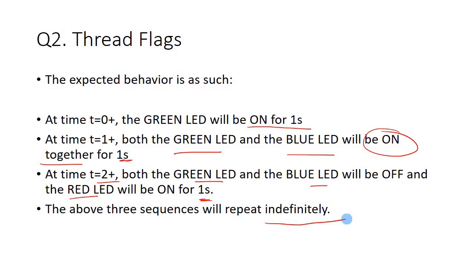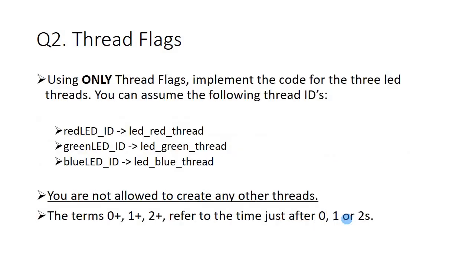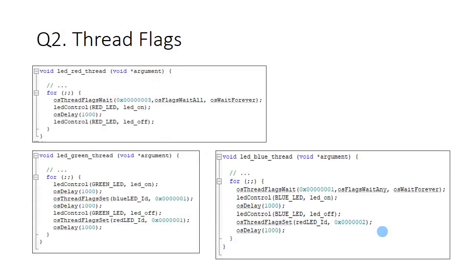So let's look at this. Another requirement is that you must only use thread flags to implement the code. The thread IDs have already been given to you: red LED ID, green LED ID, and blue LED ID. You are not allowed to create any other threads. The terms 0 plus, 1 plus, 2 plus refer to the time just after 0, 1, or 2 seconds. So let's see how we can go about it.